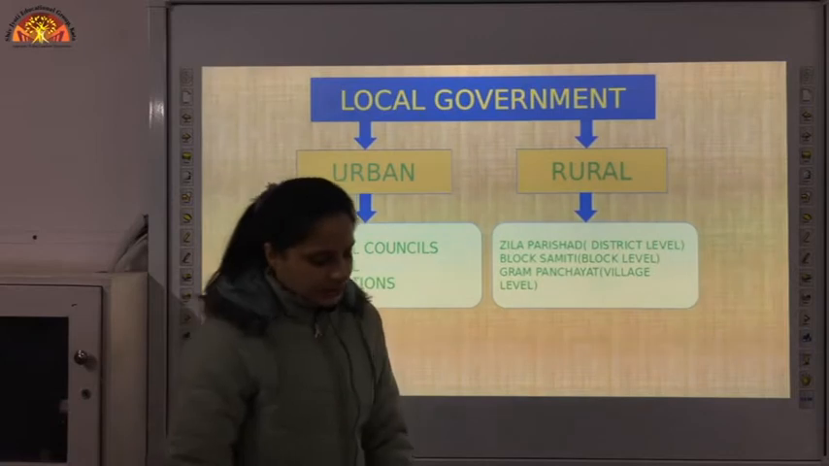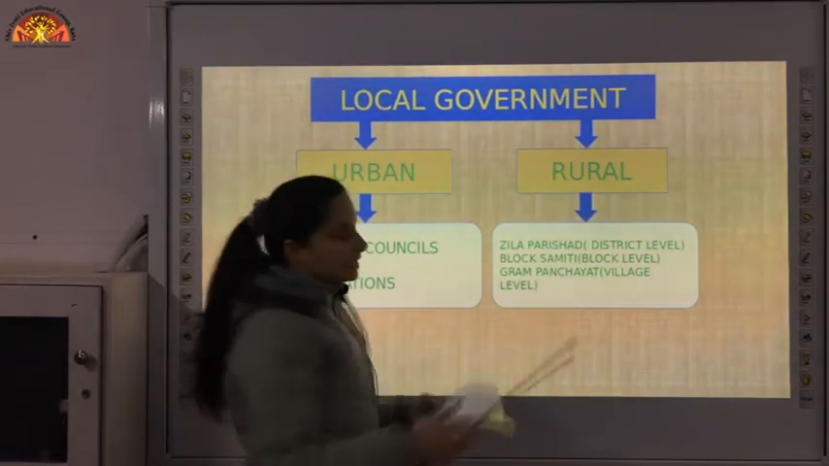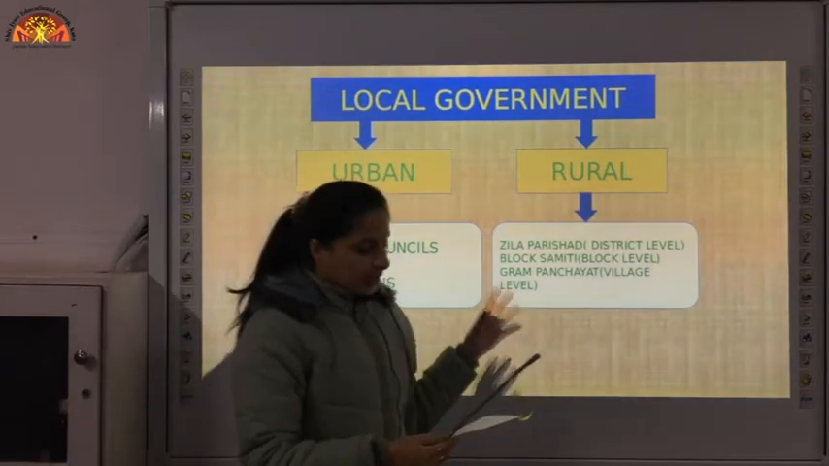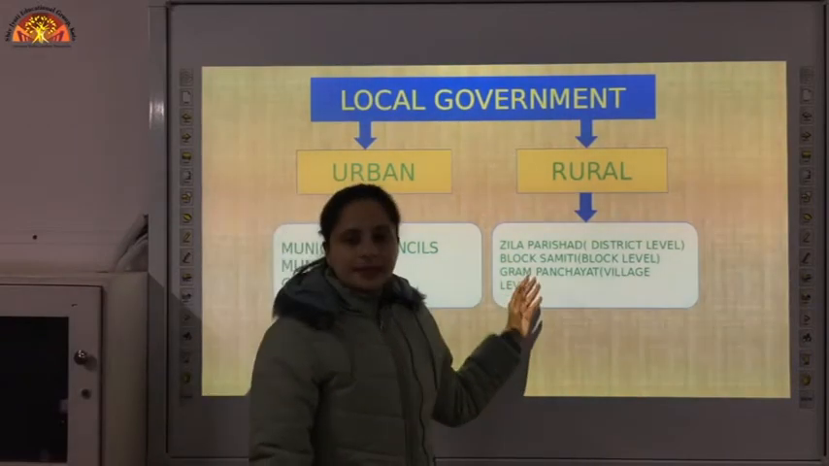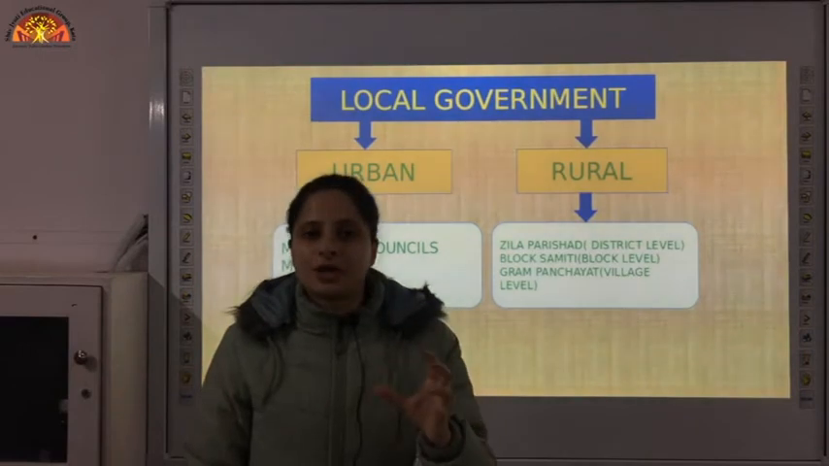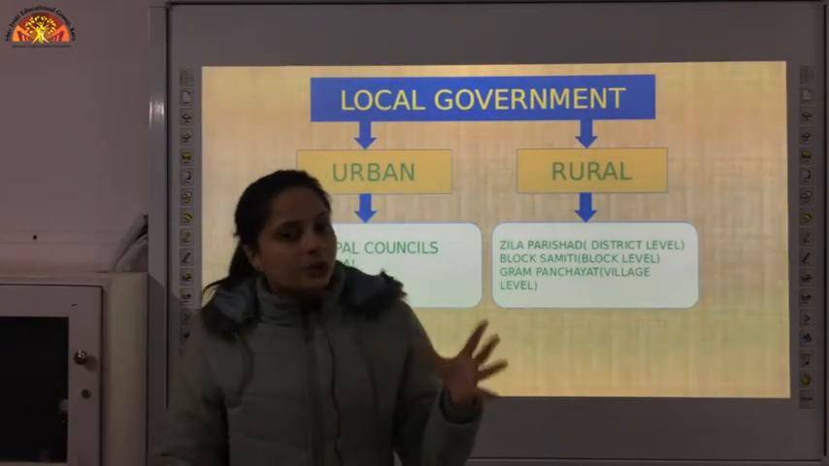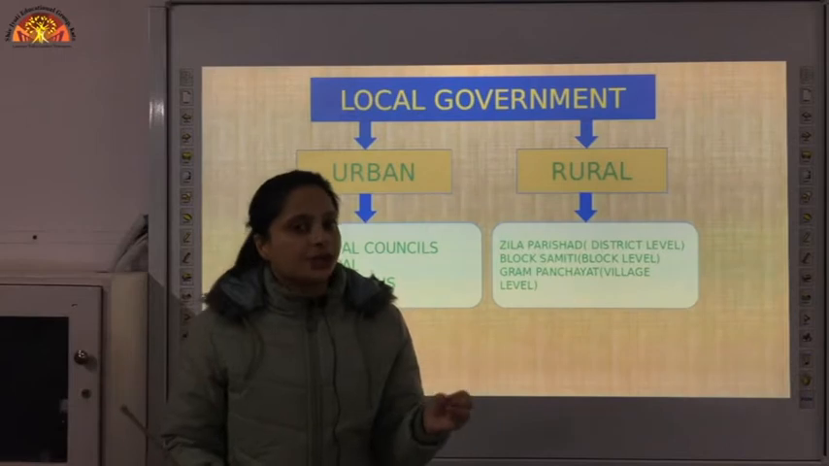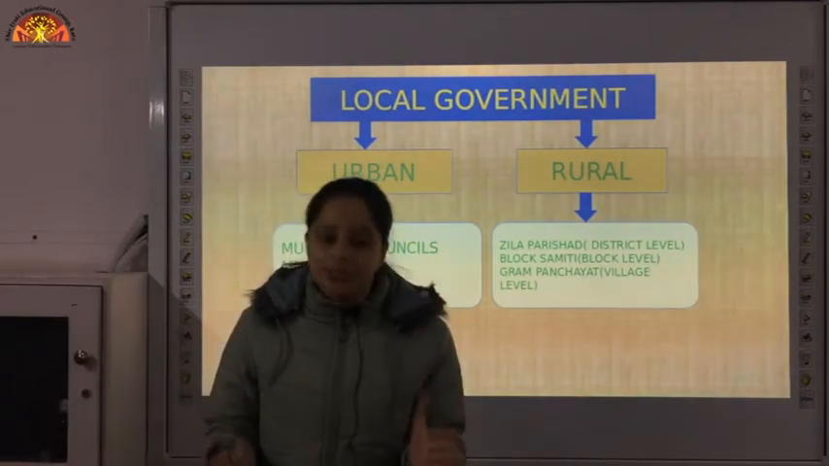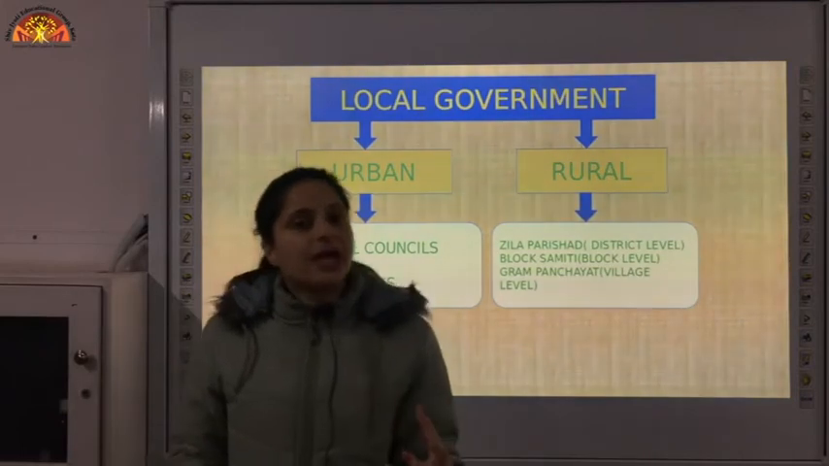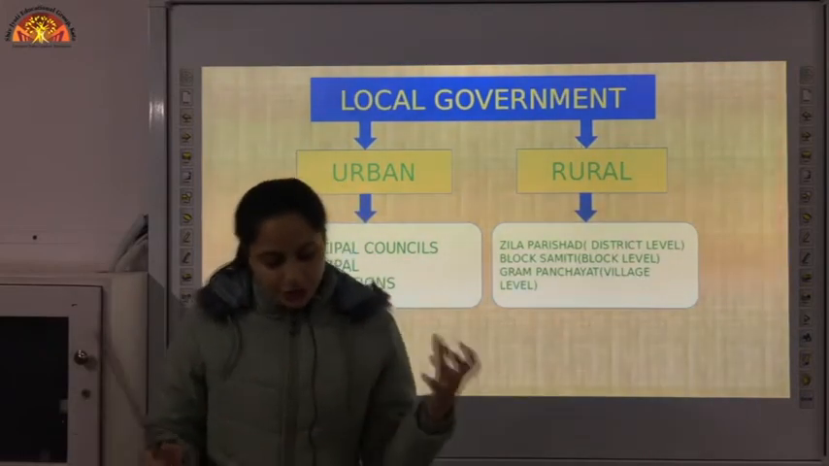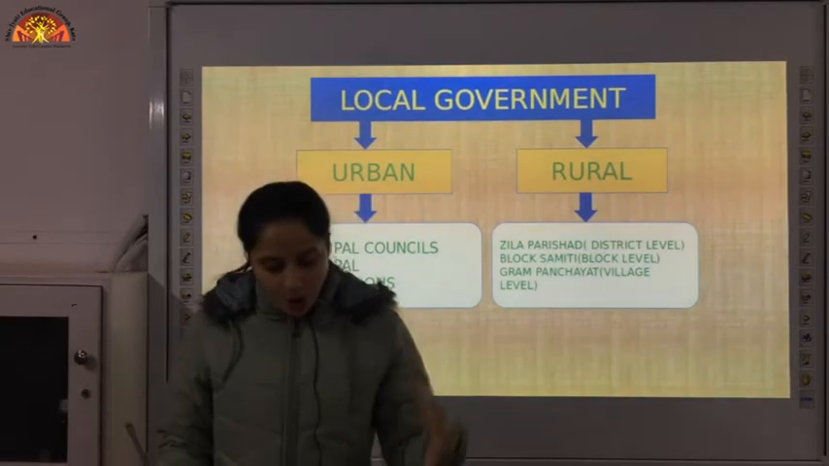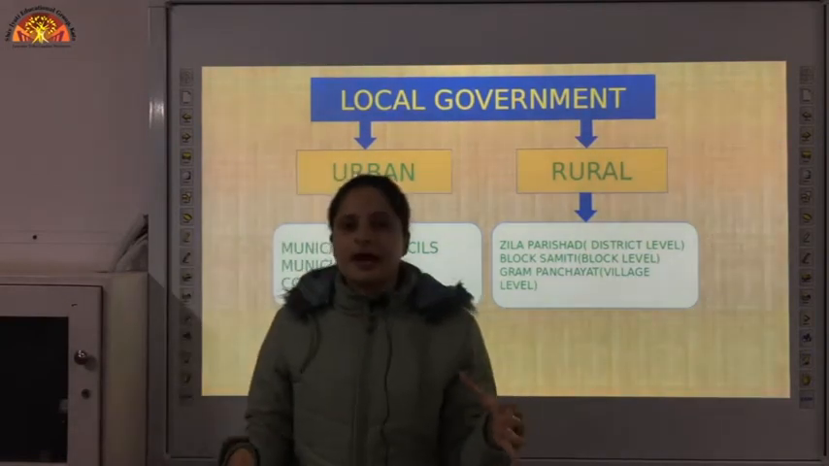Now first I'll talk about the Zilla Parishad. It is the highest tier of the Panchayati Raj system, and it acts as a link between the Gram Panchayat and the Block Samiti, and it looks after the district as a whole. Okay, and the members of Zilla Parishad are elected for a period of 5 years. The function is to improve agricultural production, sanitation and health care, and also construction and maintenance of roads and bridges. All these functions come under the Zilla Parishad.